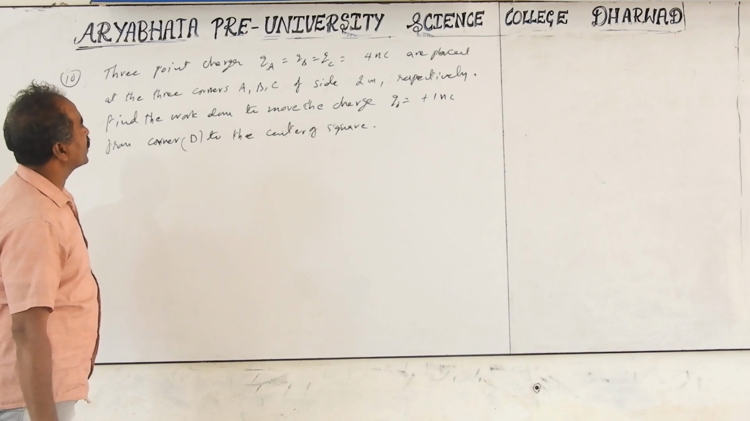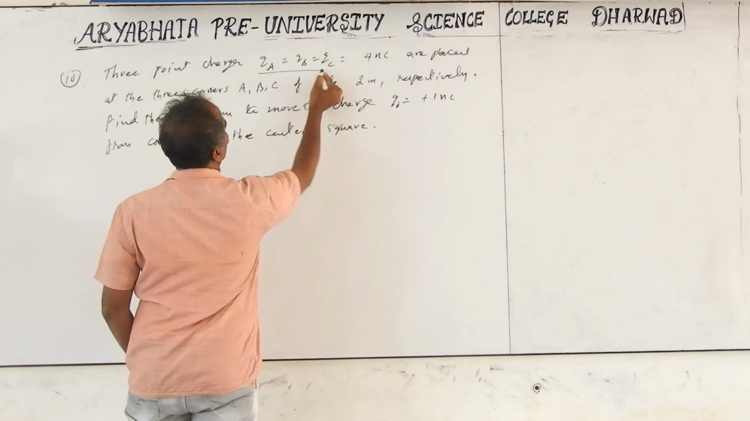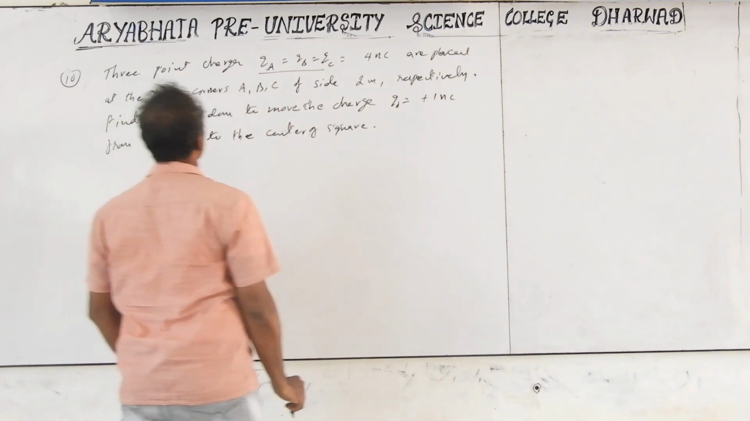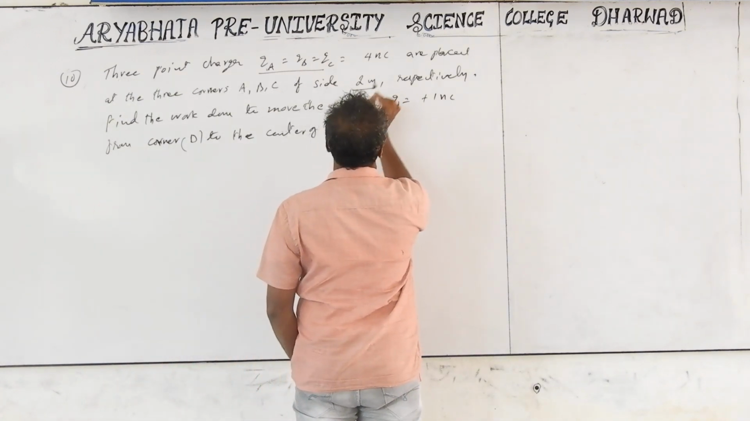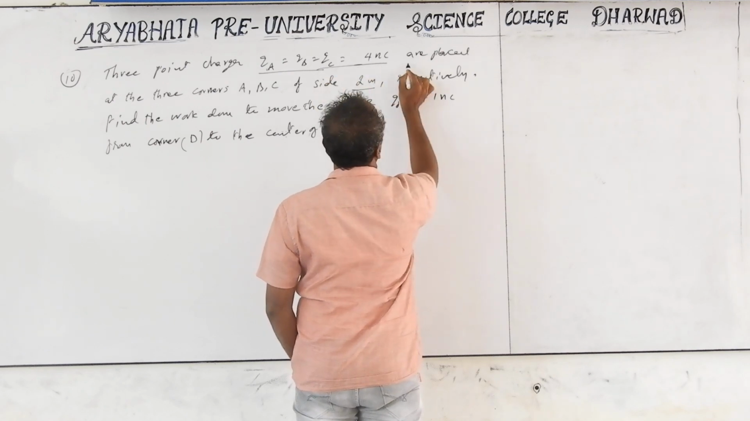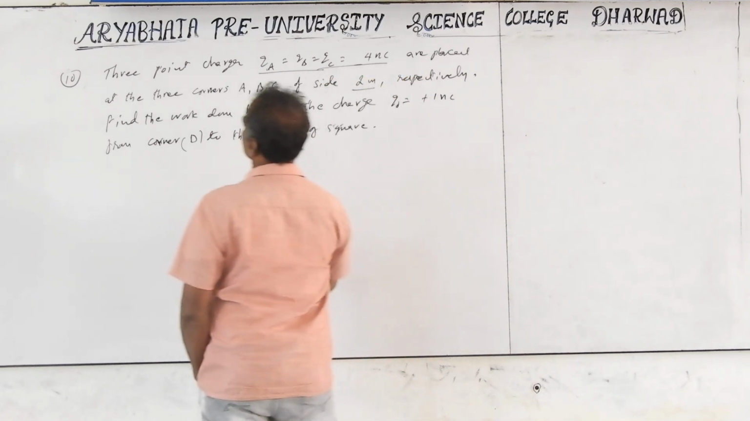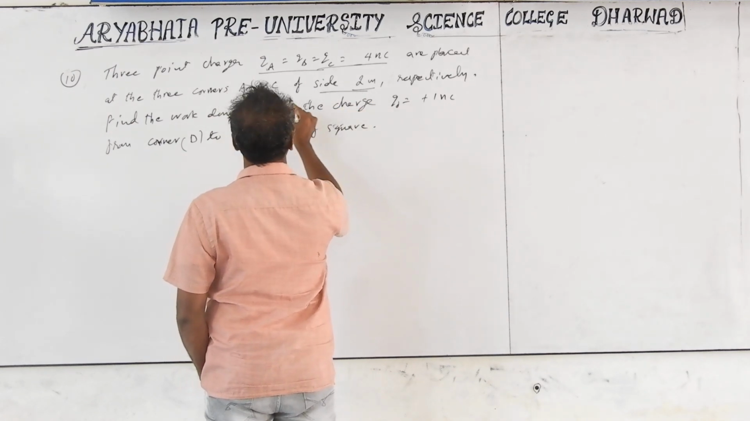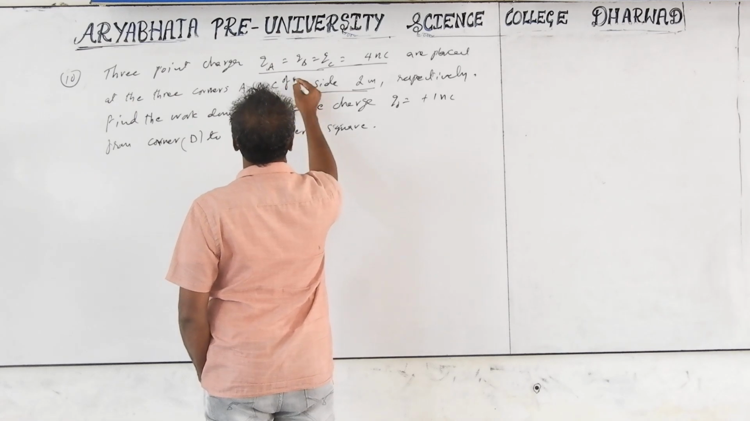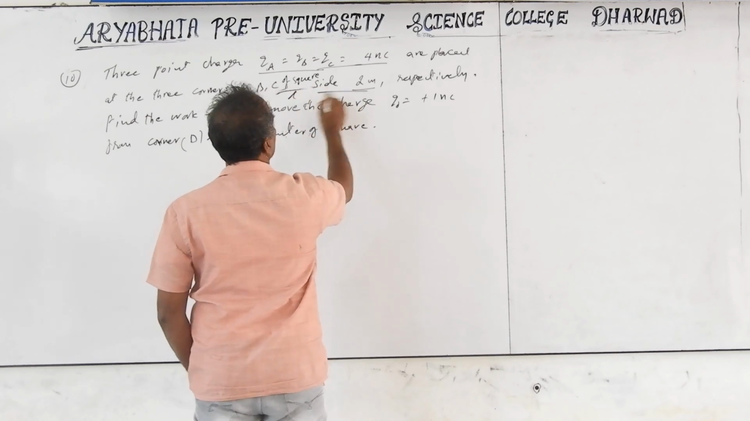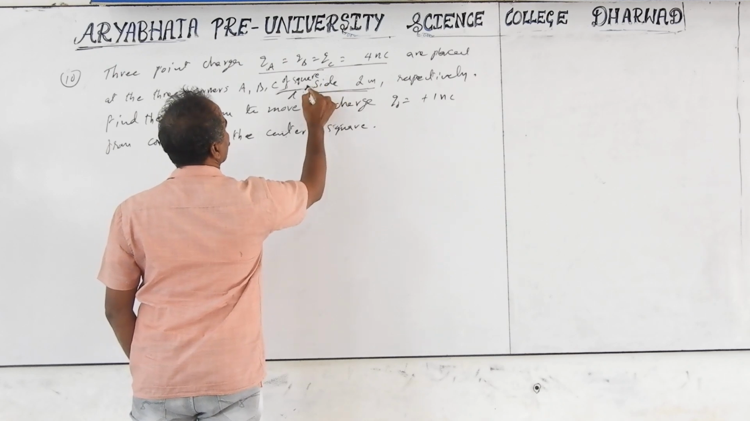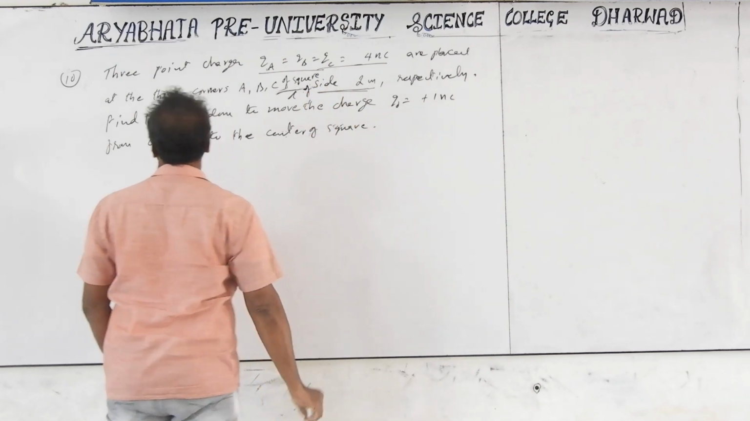The next problem: three point charges at the corners A, B, C, with charges QA, QB, QC, are placed at three corners of a square of side 2 meters respectively. Even if the square is not mentioned, if the sides are the same, it is supposed to be a square.